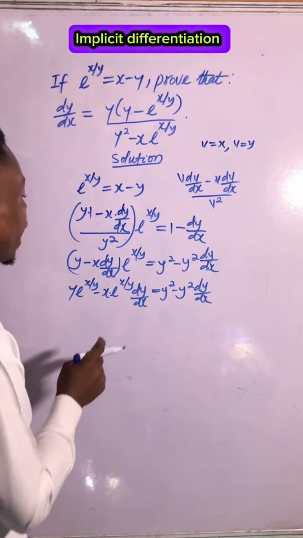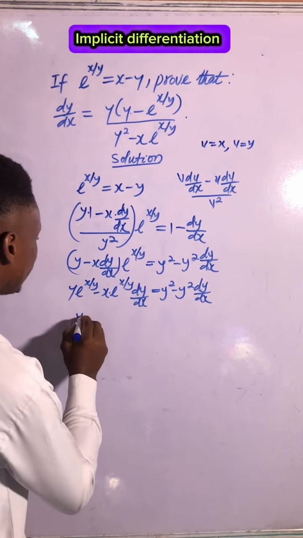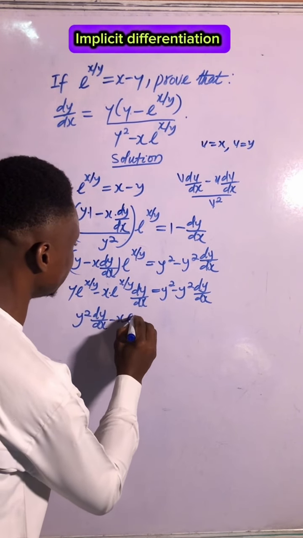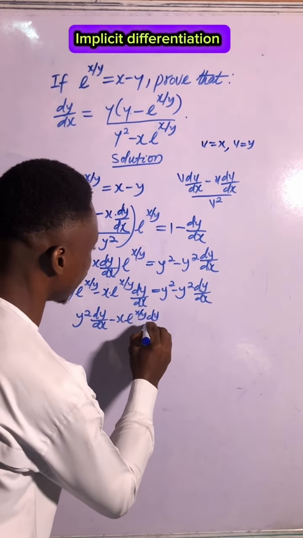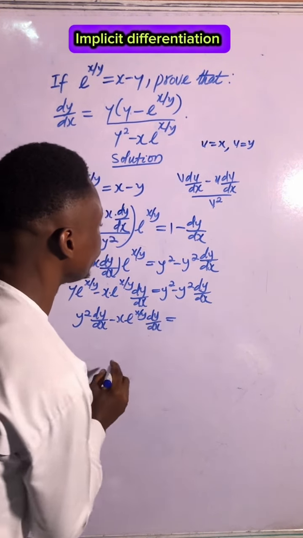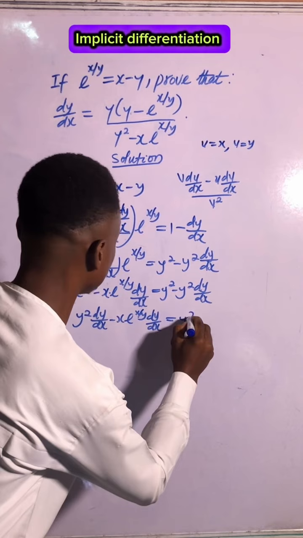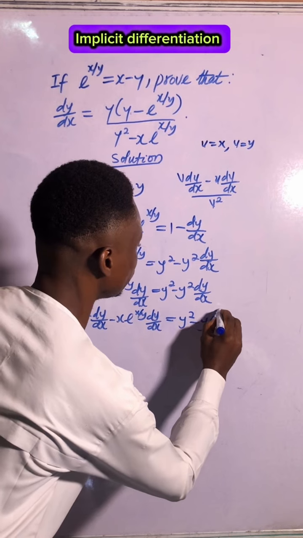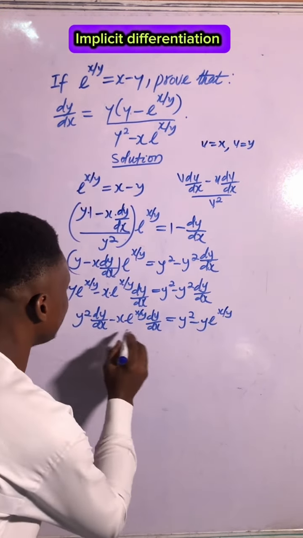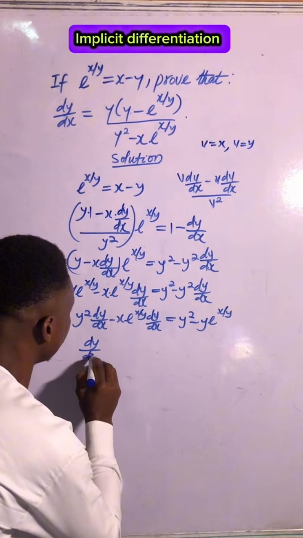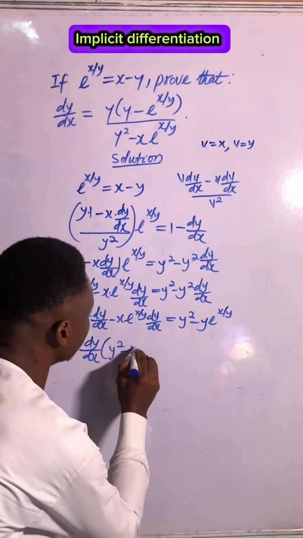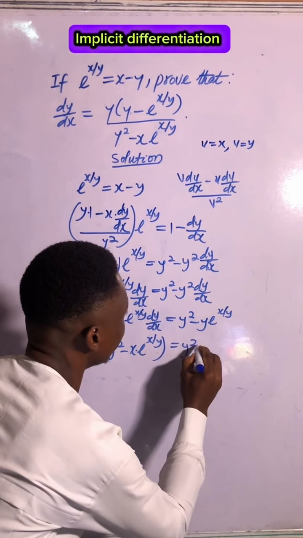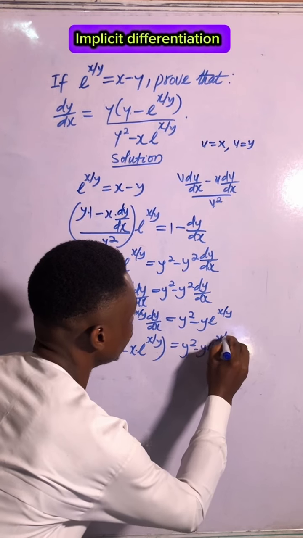Now we're going to collect like terms in dy/dx. So this will come here. We have y squared dy/dx minus x dot e to the power x all over y dy/dx equal to, now we have this already, y squared, and this we move to the right hand side, minus y dot e to the power x all over y, so that we factorize dy/dx into y squared minus x dot e to the power x all over y, equal to y squared minus y dot e to the power x all over y.